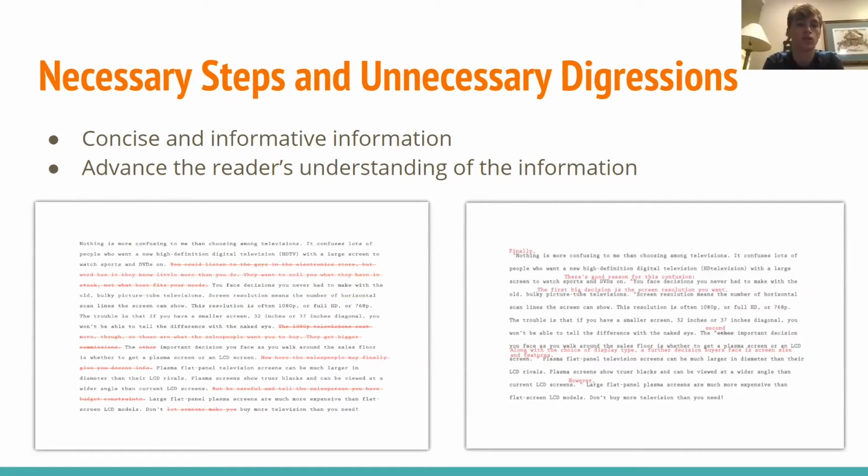Have you included all necessary steps and omitted any unnecessary digressions? The information should be concise but informative in order to give the reader a better understanding of the information provided. Here is a sample text from an essay that has been revised to include the necessary steps and omit unnecessary digressions. In the first picture, you can see that the words that have been highlighted red are going to be removed from the text. And in the second picture, you can see some words highlighted in red that are added to improve things like word choice, transitions, and the overall flow of the text. These revisions and edits serve to enhance the essay.